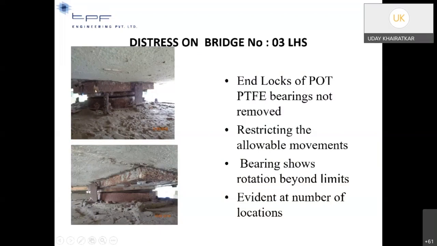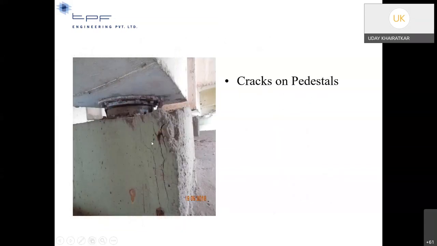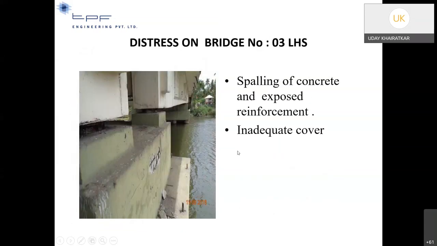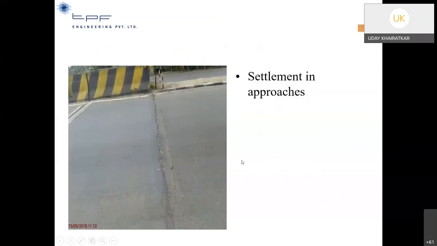End locks of the POT bearings, as you can see, were not cut. Actually, this had to be removed. And because of negligence of the contractor, it created a lot of problems. You can see the unequal settlement of the bearing. There were cracks on the pedestals. Spalling of concrete was observed. Surprisingly, the girders etc. were in good condition, but the support system, the bearings and pedestals, were failing.